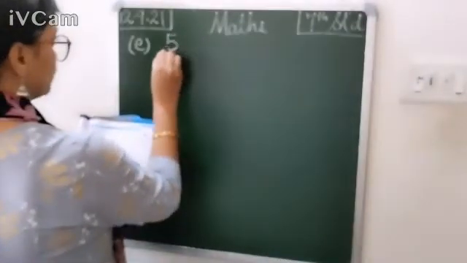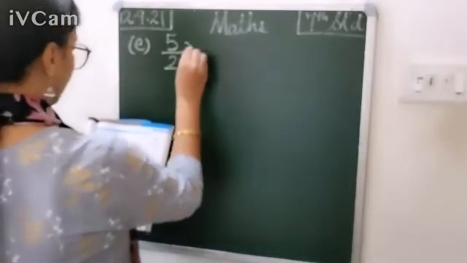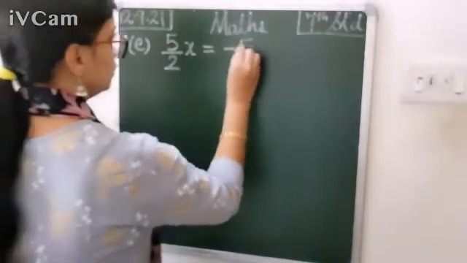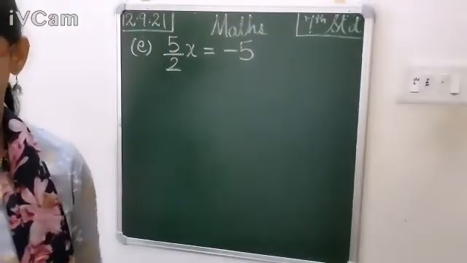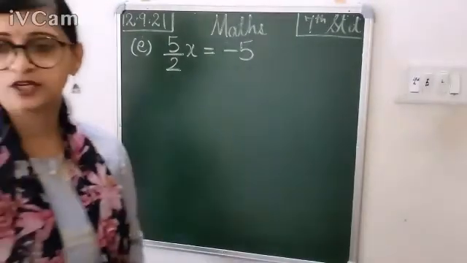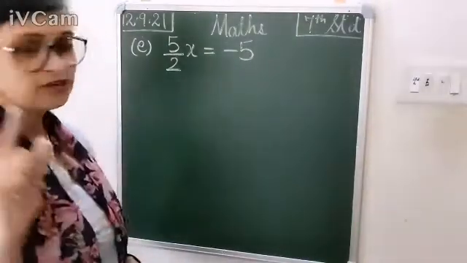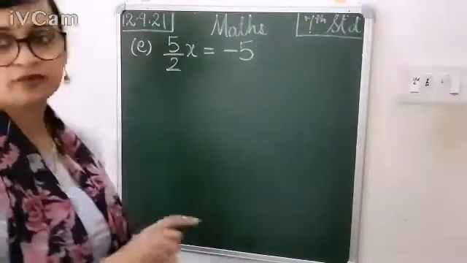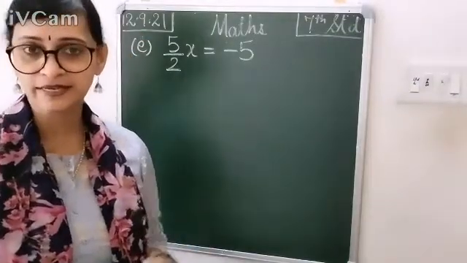Okay, next 5th sum. 5 by 2x is equal to minus 5. Okay, this you can do in 2 ways. First way, you all know last year you have learned fractions, right?